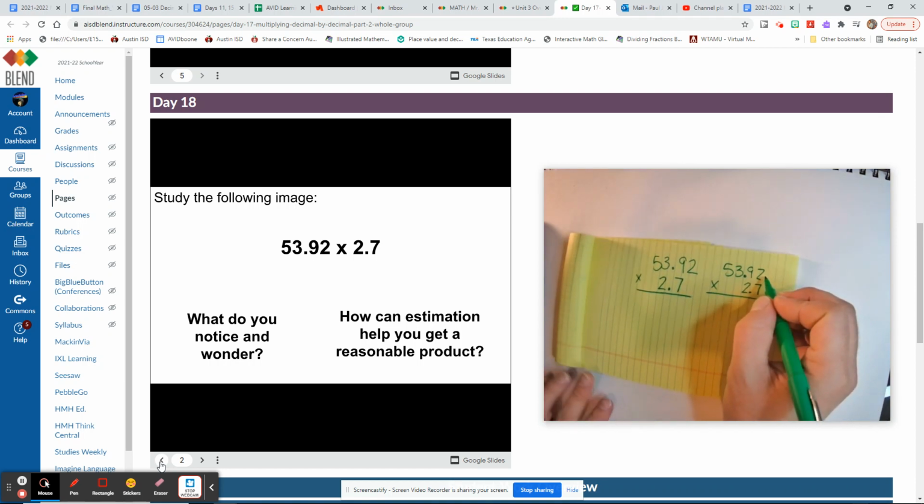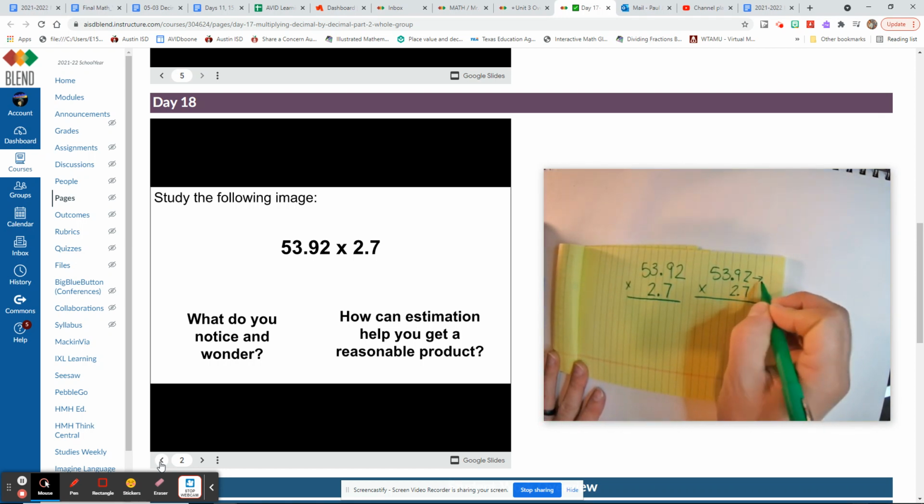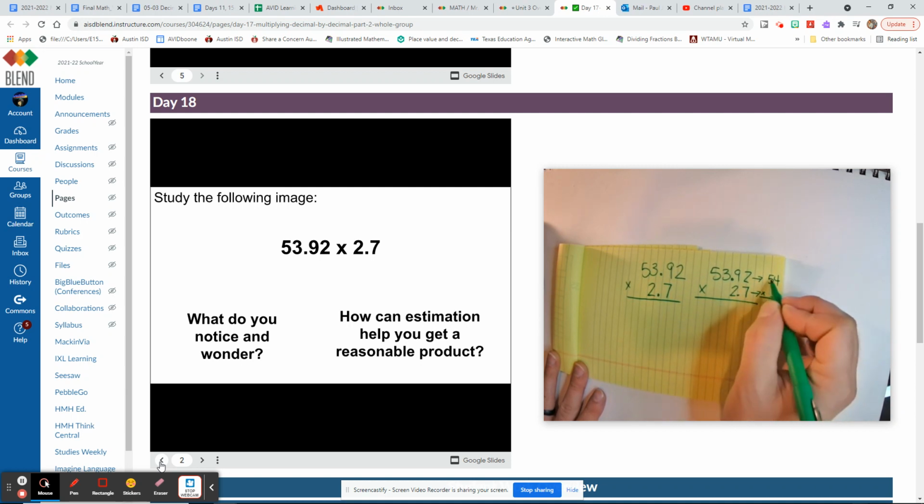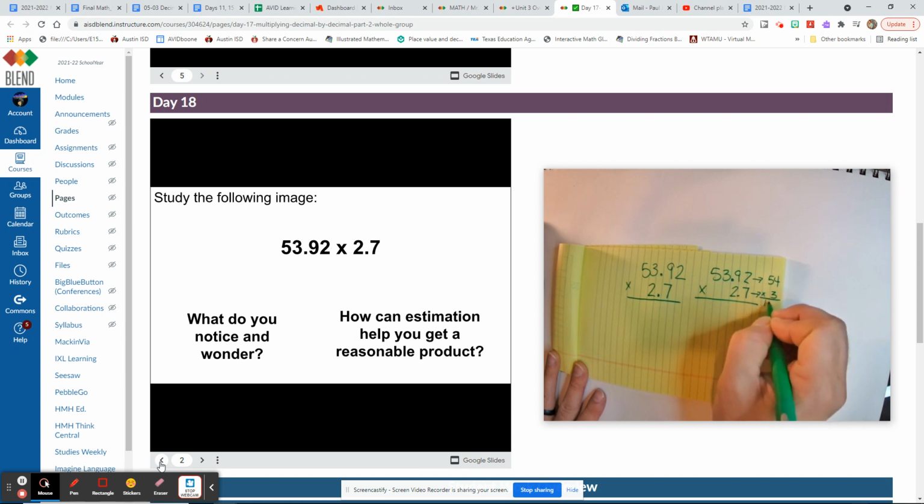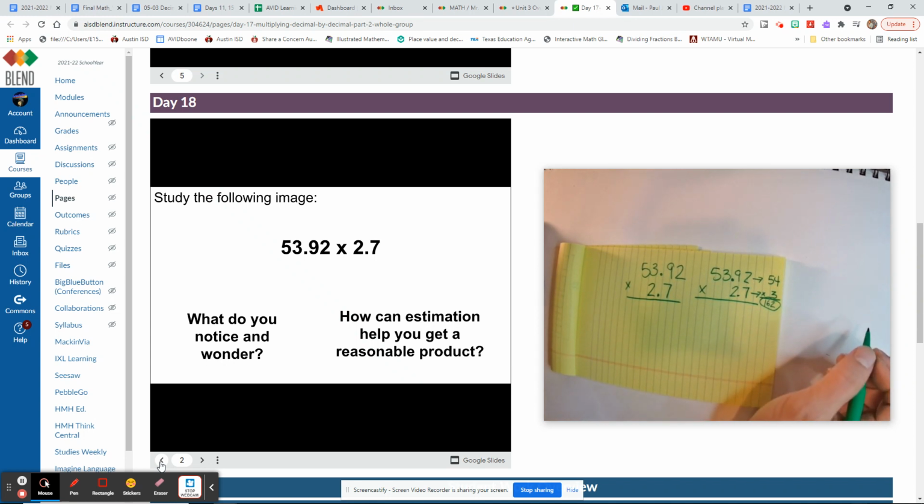So they're going to make this an estimation. 53 and 92 hundredths is closer to 54, and 2 and 7 tenths is about 3. Now with 54 times 3, you can almost do this one mentally if you do that trick. 3 times 4 is 12. 3 times 5 with the zeros trick would be 150. So 150 plus 12 is 162. So our answer should be around 162.